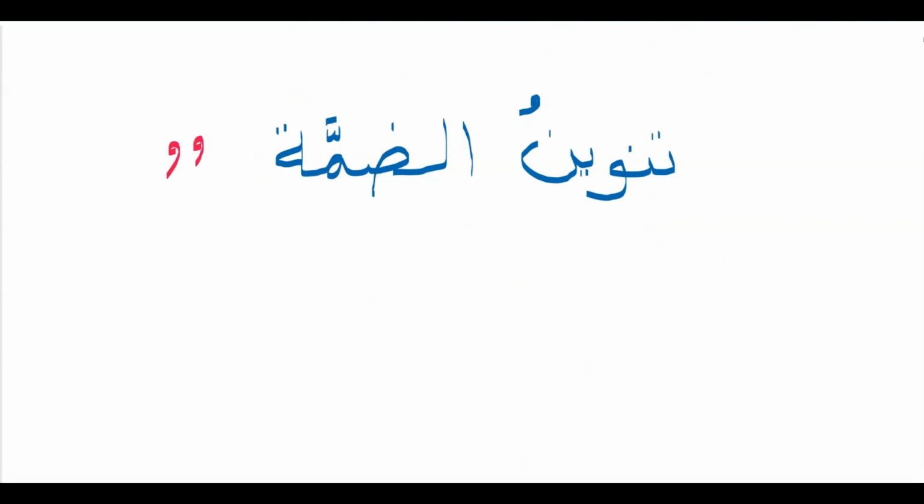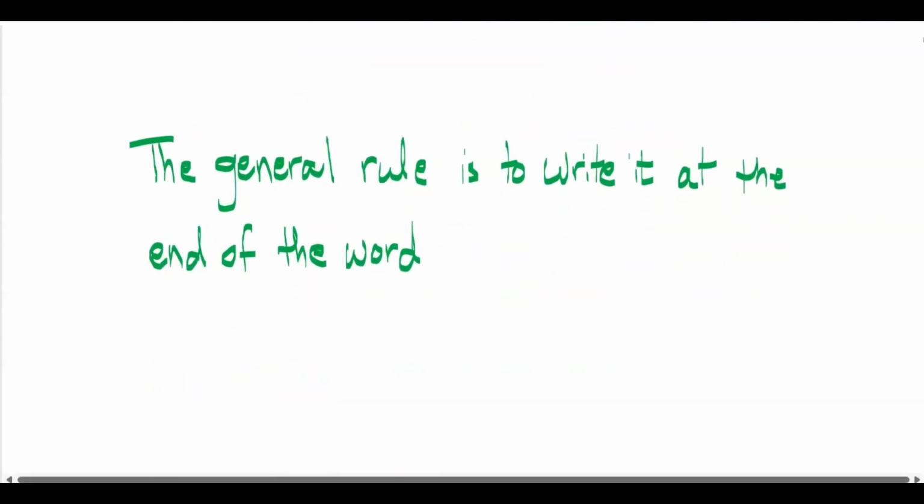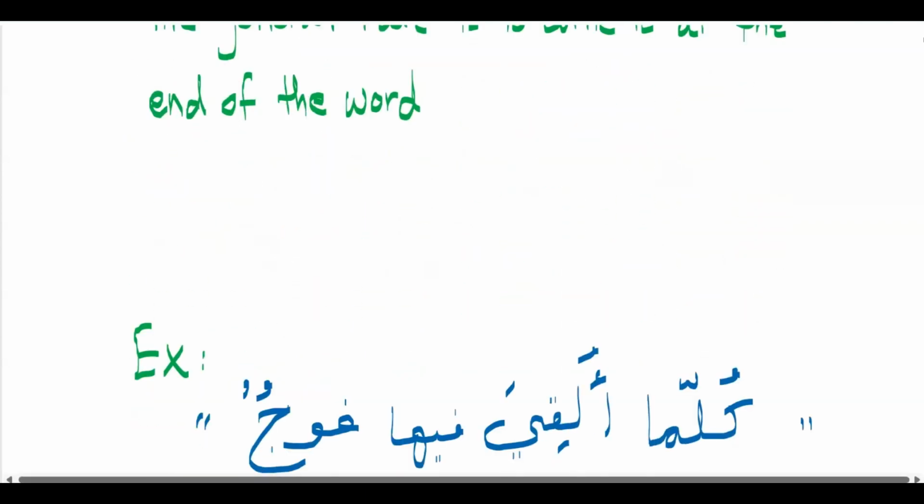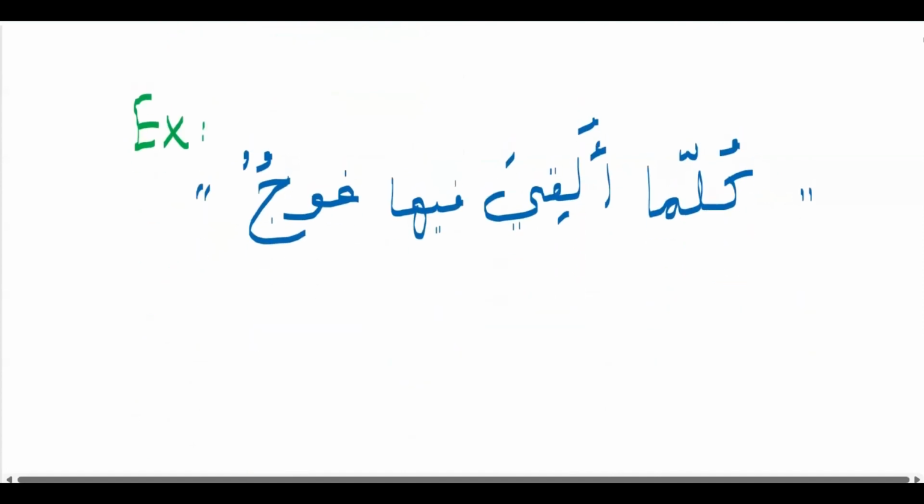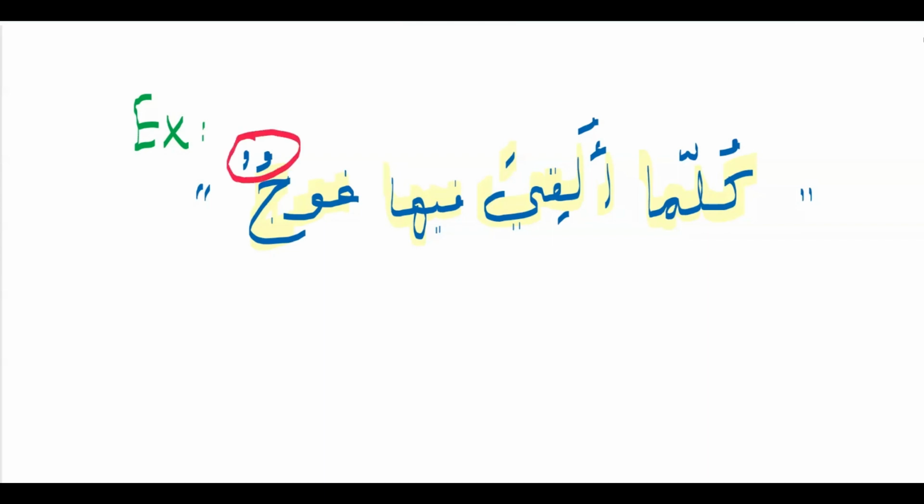Now, tanween ad-damma. This one, if you forgot, tanween ad-damma. The general rule is to write it at the end of the word, but there are exceptions. But let's take an example of the general rule. This is from Surah Al-Mulk as well. We discussed this before. So let's read it together. Pause and read, please, on your own. Kullama ulqiya fiha fawj. As you can see right here at the end, the tanween al-damma is just added on the jim. We didn't do any changes.